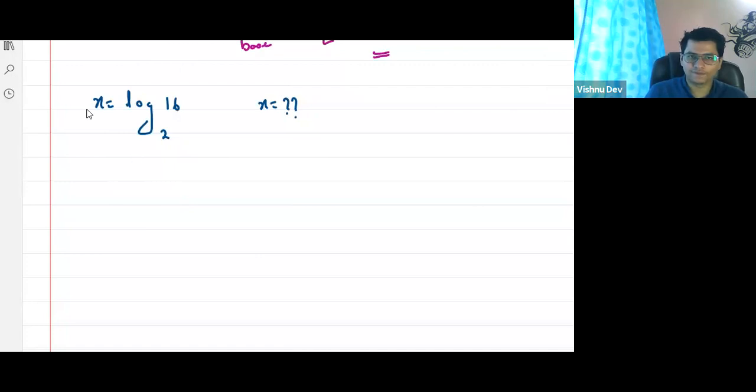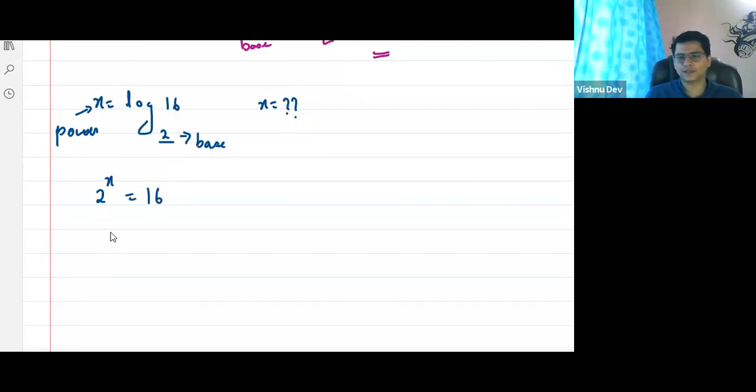First, convert it into exponent form. So this is base. This is base. Very good, Shreya. This is power. Everyone, this is power. And this is value. Very good, Amrit, correct. So it is what? 2, the base, to the power x, the power, is equal to 16, the value. Right? Yes, Anvita, correct.